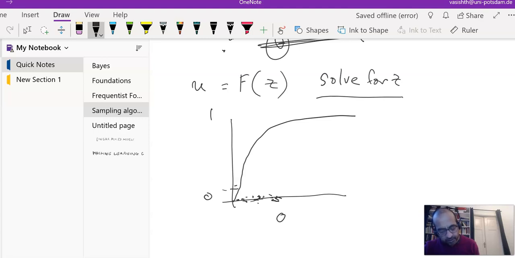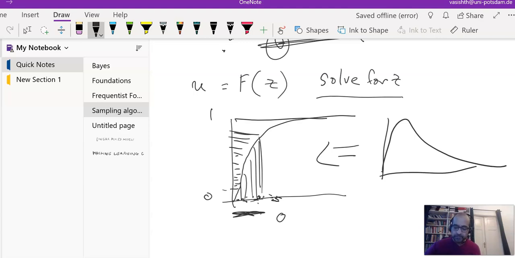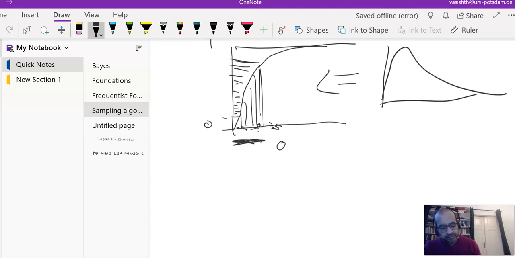What would happen is that most of the values that I would get samples for would be concentrated around this part here, because you can see that every time I get a sample from between 0 and 1, I'm going to get values very near this point here, right? And it's only rarely that I will get those extreme values. So this kind of CDF actually corresponds to a PDF that has this skewed shape. Okay, so that's why this method works.